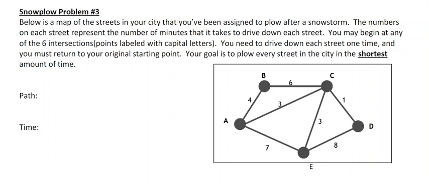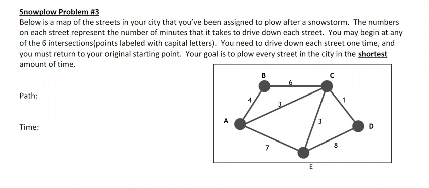You're supposed to try to cover every single street that you see here in the city, and you have to get back to where you started from in the shortest amount of time possible. So all of the little numbers that you're seeing on the edges represent the minutes it takes to cover that street. So there is kind of a tiny trick to these problems, and that is that you want to start by counting the degree of the vertices.